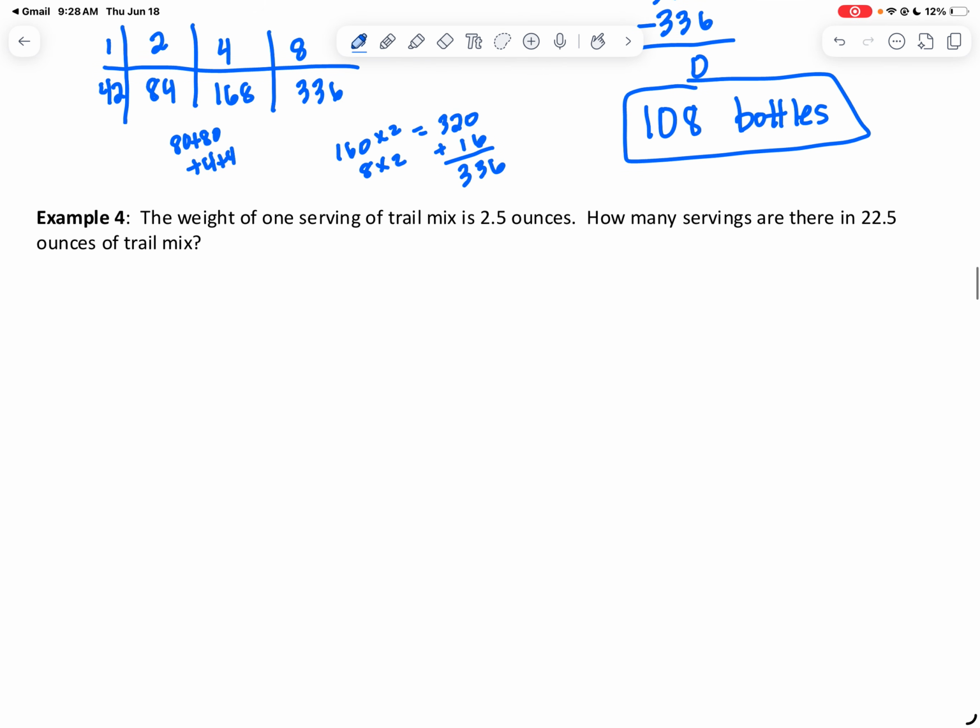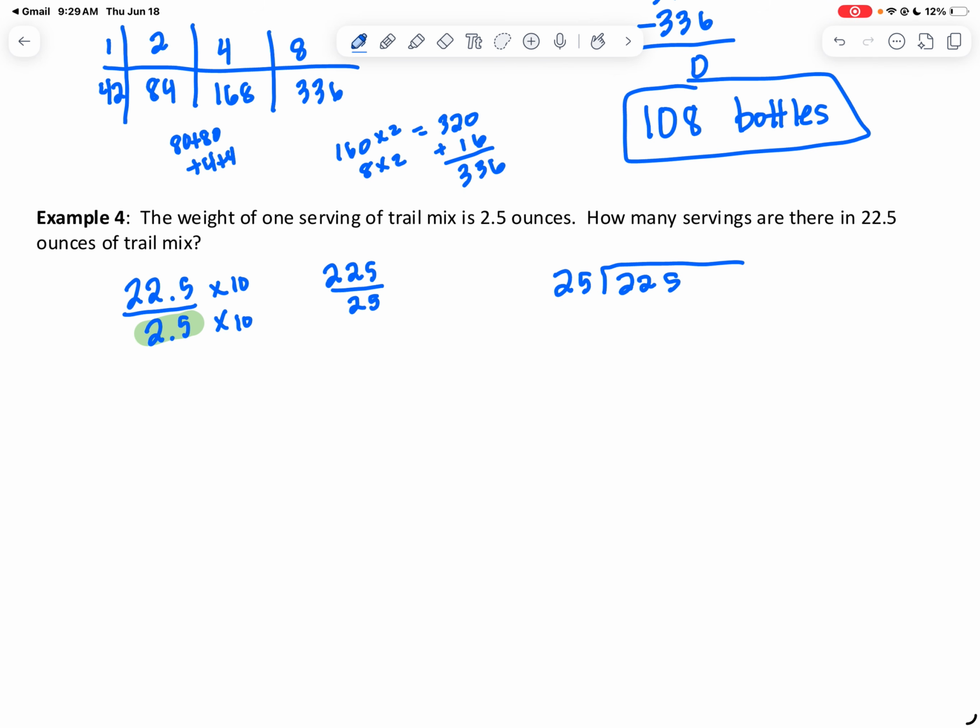All right. Example 4. The weight of 1 serving of trail mix is 2.5 ounces. How many servings are there in 22.5 ounces? So we're going to take 22.5 and divide it by 2.5. Now notice your divisor has 1 number after the decimal. So we'll be multiplying them both by 10, and that would give me 225 divided by 25. Now I'll set this up as a long division problem.